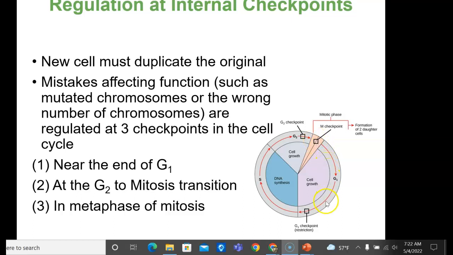So all of these things are to control, regulate the cell cycle so that when we get the new daughter cells that would be formed from that, everything is the way it should be. So we don't have any mistakes made, any errors that would cause a problem with the next generation of cells. So that's more or less what these checkpoints are about.